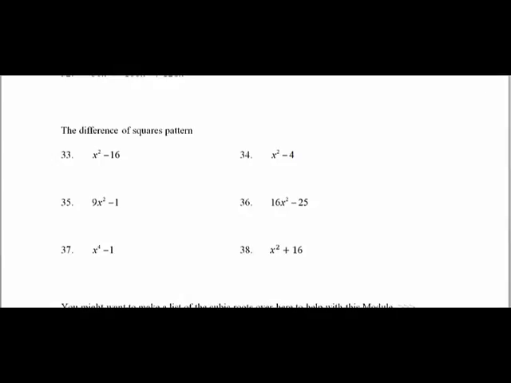We're going to look at the difference of squares pattern. Now I'm going to be very literal about this. Difference means subtraction, so this has to be a subtraction problem. Difference of squares, though. What do I mean by that? What I mean is that each of the terms in this binomial is in fact a square.